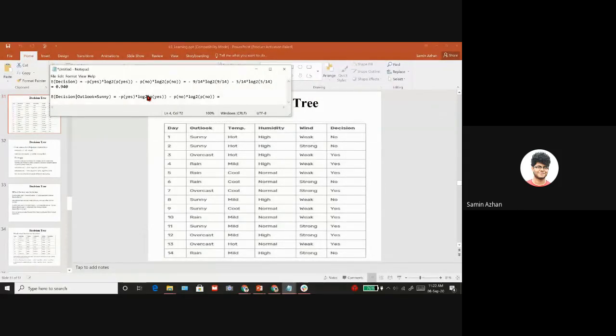So it should be 3 divided by 5 times log base 2 of 3 divided by 5. It starts with the minus, and also there's a minus in the middle: 2 divided by 5. I'm doing this for the probability of no, 2 divided by 5 times log base 2 of 2 divided by 5.